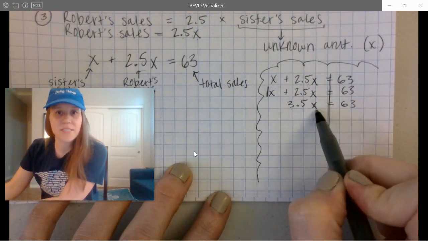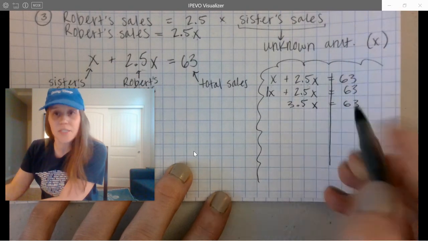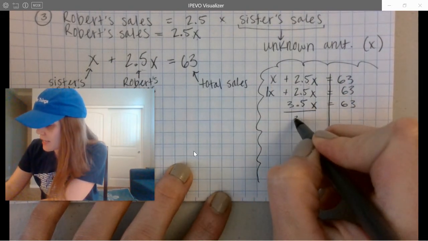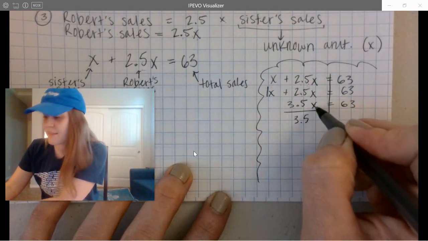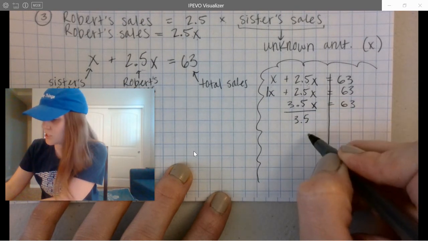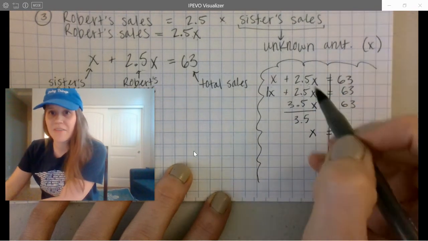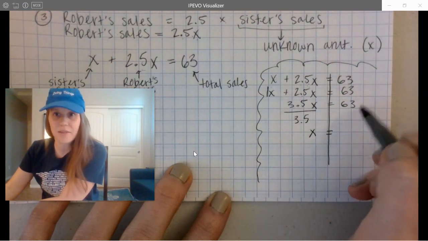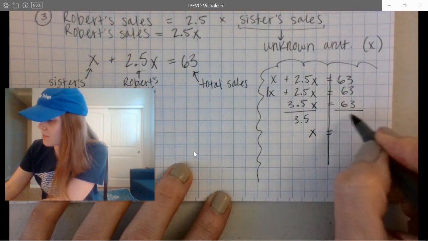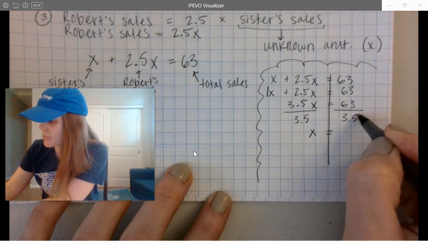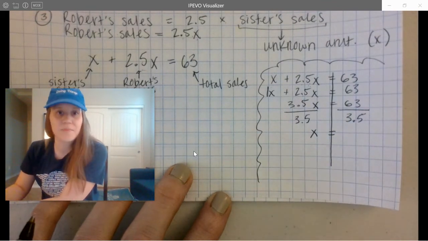This says 3.5 times x, and I need to use inverse operations to solve, so I'm going to go ahead and divide by 3.5. That will give me just x, which is what I want. That's going to tell me how much sister's sales were. If I do that on the left, I also have to do it on the right to keep my equation balanced. So I'm going to go ahead and divide by 3.5.